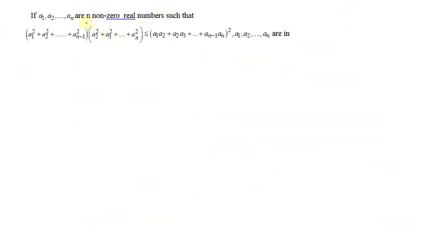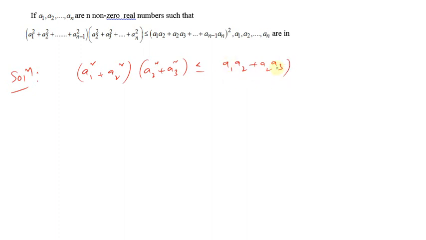a1, a2, a3, ..., an are non-zero real numbers, and (a1 square plus a2 square plus ... plus an minus 1 whole square)(a2 square plus a3 square plus ... plus an square) is less than or equal to (a1 a2 plus a2 a3 plus ... plus an minus 1 an) whole square. a1, a2, a3 are in what? So this is the lengthiest equation, so better take only a few terms. If I take a1 square plus a2 square, and a2 square plus a3 square, less than or equal to (a1 a2 plus a2 a3) whole square.